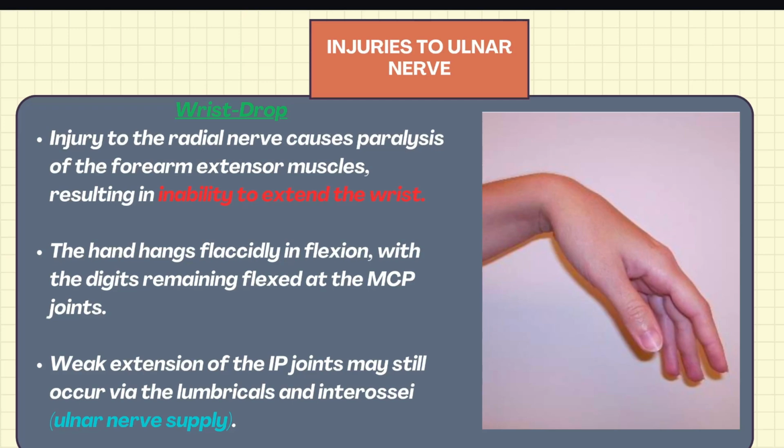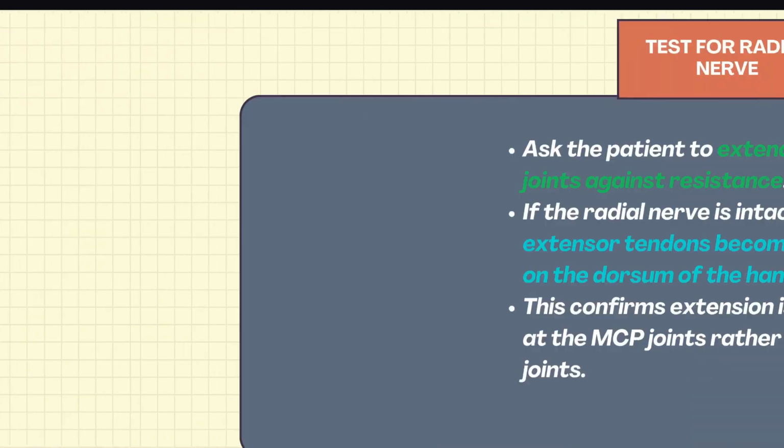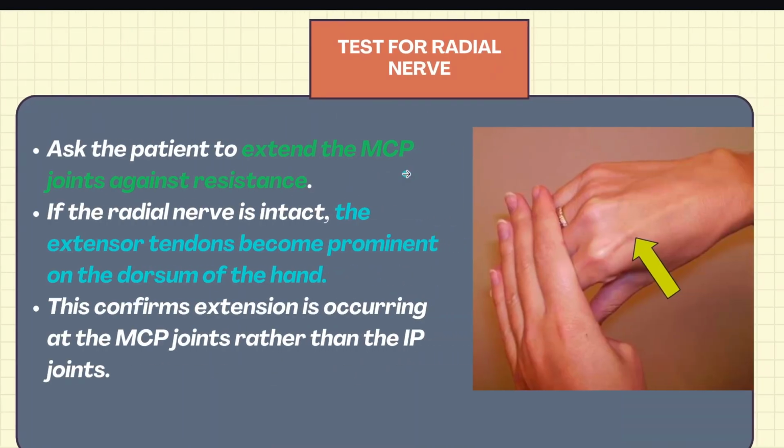So I'll explain this better here. To test if there's a radial nerve injury, you put your hand on the patient's digits and then you ask him to try to extend. If you do see the extensor digitorum tendons, that means that the patient's radial nerve is working fine.